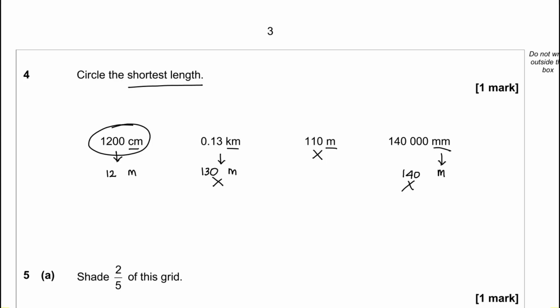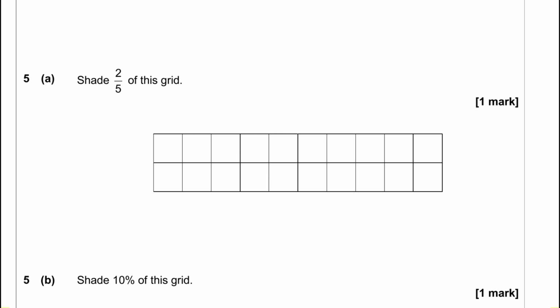Straight to question 5. Shade 2/5 of this grid. 2/5, that means the whole grid will be divided into 5 parts first. 1, 2, 3, 4, 5, 6, 7, 8, 9, 10. We have 10 columns, so we can divide into 5 parts by taking 2 columns each. So put a line here, here, here, and here. We have now 1, 2, 3, 4, 5 parts.